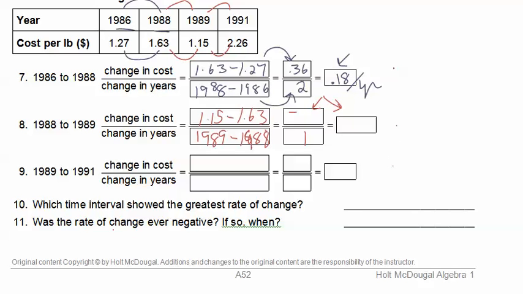And then number 11 says, was your rate of change ever negative? And we think that we probably will get that from 88 to 89. It was negative. The price actually decreased.